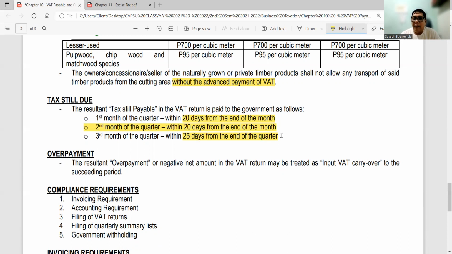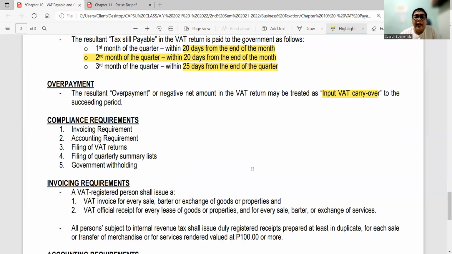Because another problem is that on the 20th day there are many people lining up at the bank or at the BIR, and you will have a hard time, right? So this deadline is only given to say up to when you can pay without incurring penalties and surcharges. So you have to pay before that certain date so you have an allowance. Overpayment: the resultant overpayment or negative VAT return shall be treated as input carryover to the next month.